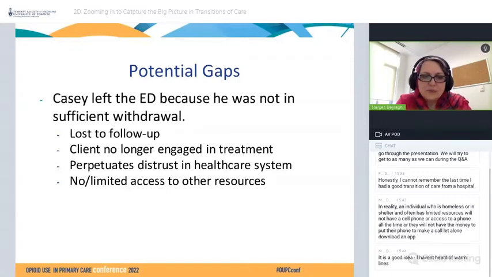When Casey came to the emergency department, he told you that he had used fentanyl 8 hours ago. And he expects to go through withdrawal in 12, 15 hours. So now that he's leaving the emergency department, he needs to have access to fentanyl to be able to use it. If not, he's going to go through very unpleasant withdrawal symptoms.